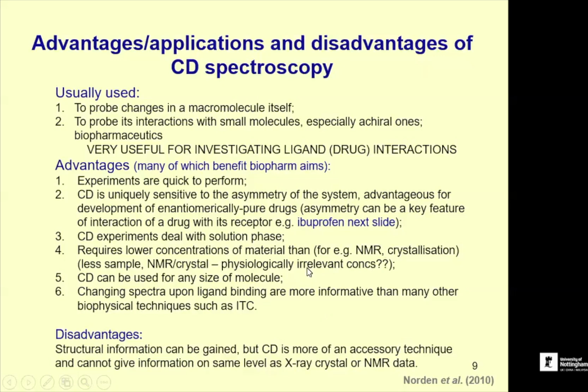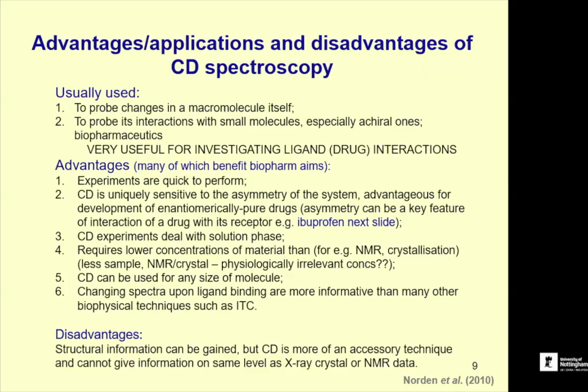CD can be used for any size of molecule, but it won't really tell you much if you've got dimers, trimers, oligomers, that sort of thing. It's not going to report on that unless there's a conformational change upon dimerization or something, often. Though we'll see there are exceptions with the carbohydrates in a moment. And ligand binding is to molecules. CD is quite good at telling you more than some other biophysical techniques.